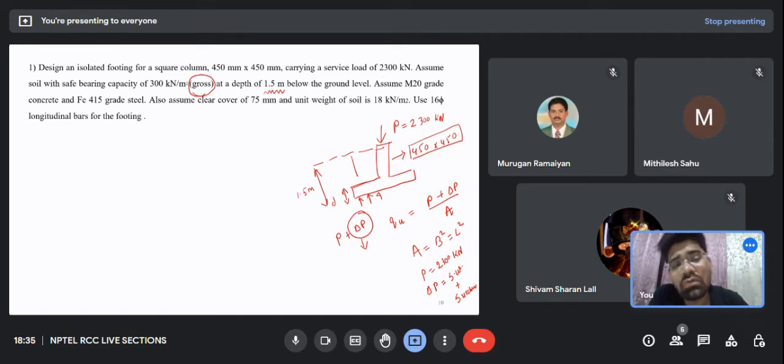Okay, now I have one more quick question for you. Q is what? Where is Q? Q is 300 kilonewton per meter square at a depth of 1.5 meter. Now, can you guess what will be the value of Q at a depth of 1 meter? Anyone? I don't want a value. Just tell me whether it will be less than 300 or more than 300.